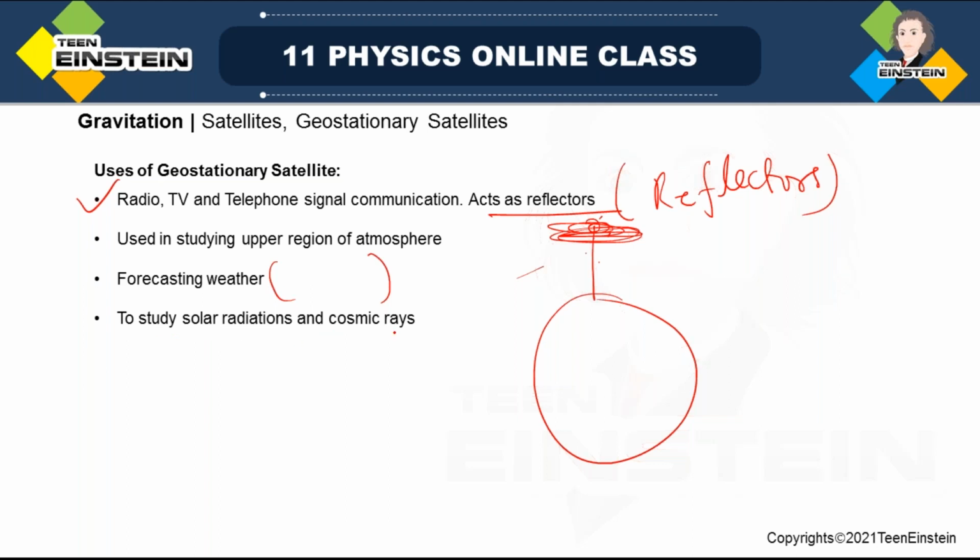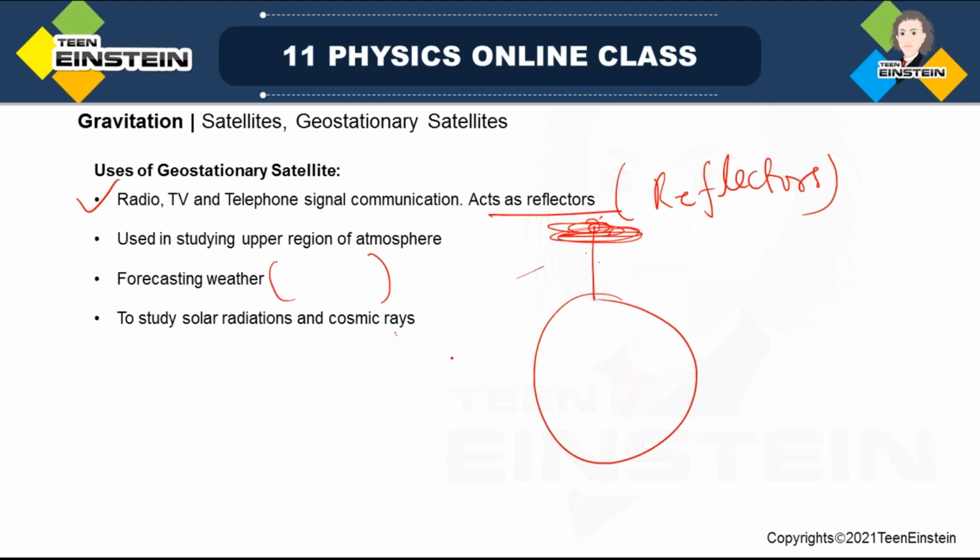And finally, to study the solar radiations or cosmic radiations, this geostationary satellite helps a lot. So these are a few points, like a few uses of geostationary satellite. Nowadays it is being used extensively, and in fact almost every country has their geostationary satellite around the earth.